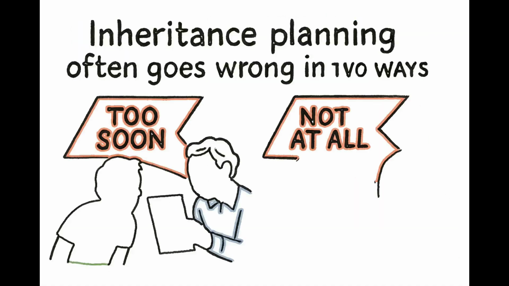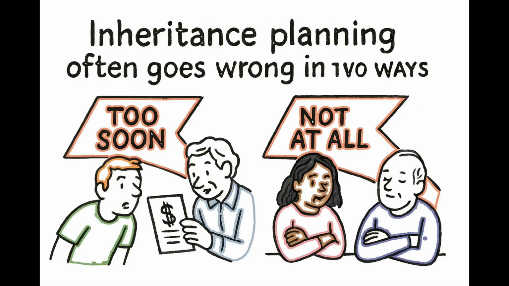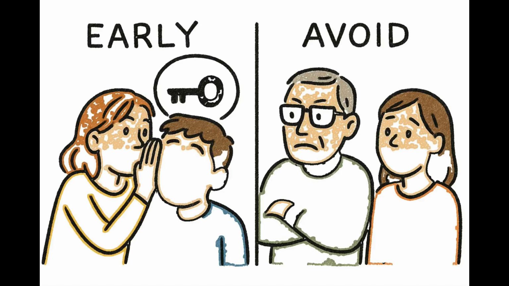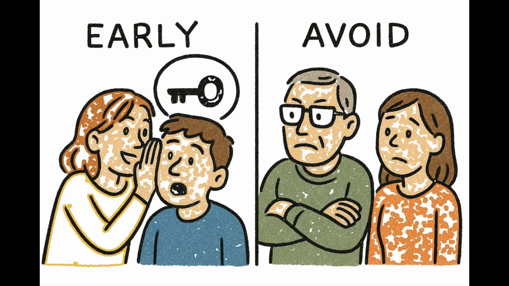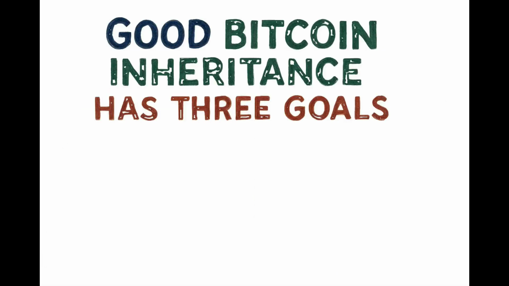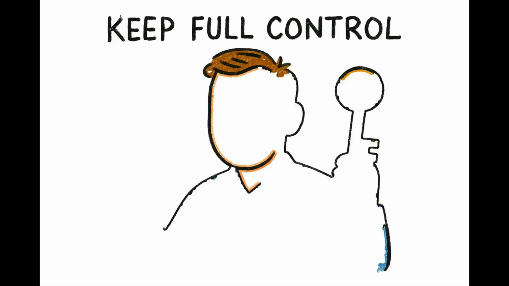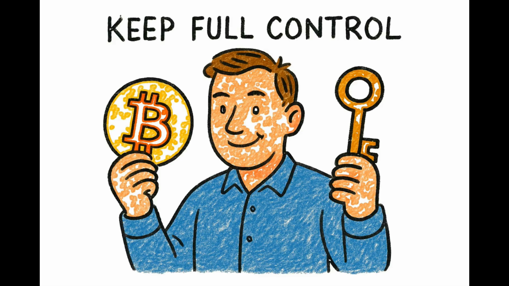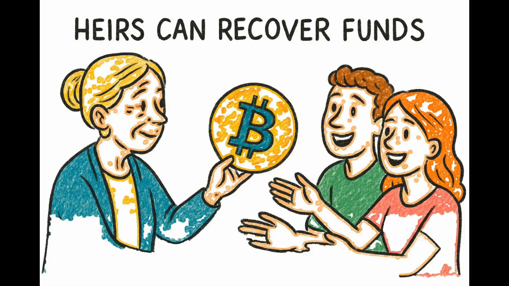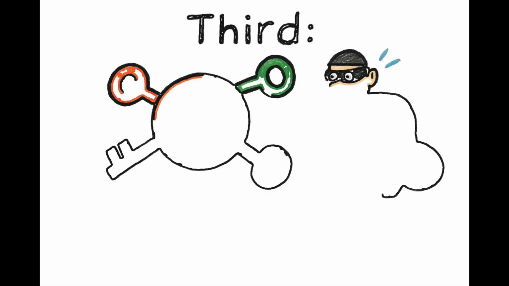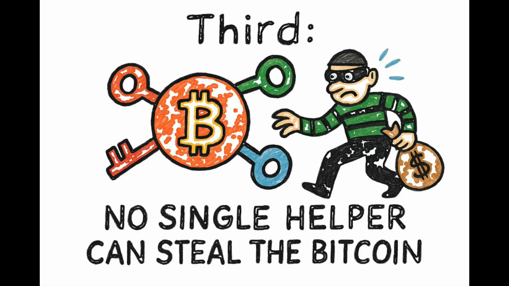Inheritance planning often goes wrong in two ways. Either people share secrets too early, or they avoid the topic entirely. Good Bitcoin inheritance has three goals. First, you keep full control while alive. Second, your heirs can recover funds when needed. Third, no single helper can steal the Bitcoin.